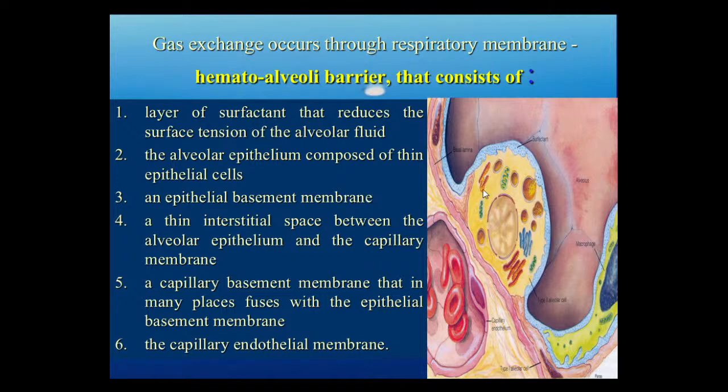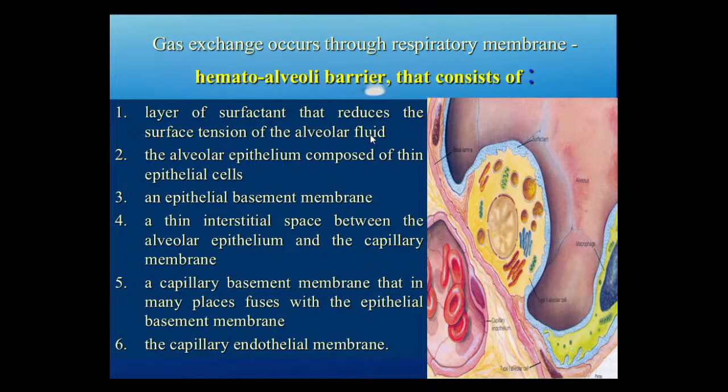It's layer of surfactant, you can see here, blue color. Surfactant reduces the surface tension of the alveolar fluid. It's alveolar epithelium, which is composed of thin epithelial cells. It's epithelial basal membrane. It's a thin interstitial fluid between the alveoli epithelium and the capillary membrane. It's a capillary basal membrane that in many places fuses the epithelial basal membrane. And it's a capillary endothelial membrane.